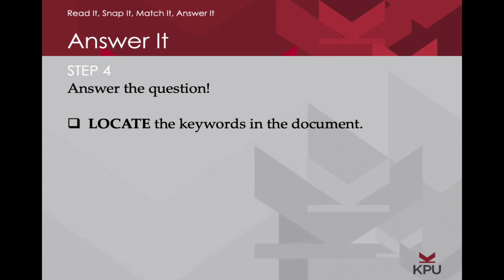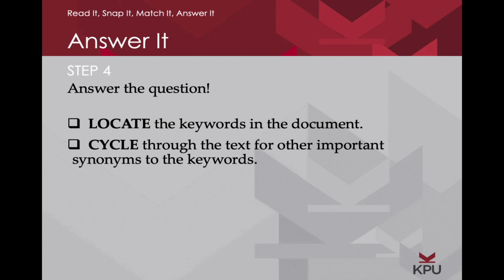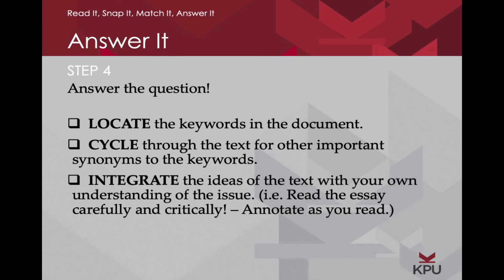Locate the keywords in the document. So those keywords that you identified in the question, go through and scan the document or the reading really carefully and highlight or underline those keywords. And then cycle through the text to find other important synonyms or keywords, things that are related to that. And then go through and read the essay. And you want to integrate those ideas of the text with your own understanding of the issue. So in this case, I always recommend you annotate a text really carefully with a pencil or a pen, underline, circle, draw lines, write marginal notations. That will help you to connect the reading or the ideas with your own experience.